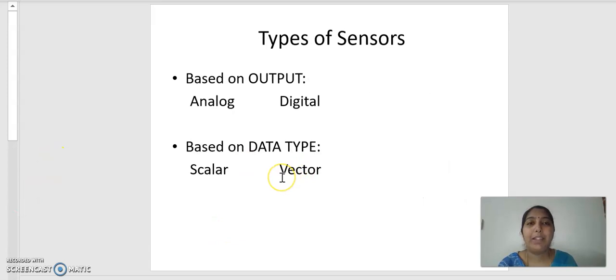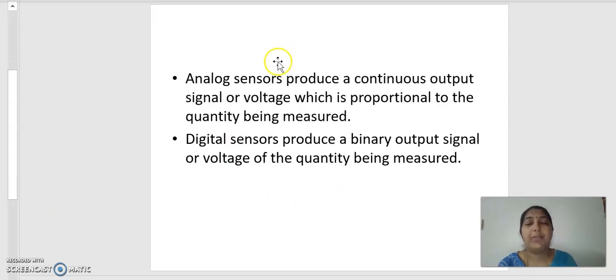And there are various types of sensors based on the output it is giving and based on the data type. Based on the data type, we can classify the sensors into two types. One is the analog sensor and another one is the digital sensor. And based on the data type, we can categorize the sensors into scalar sensors as well as vector sensors. First, we'll see what is analog sensor and what is digital sensor.